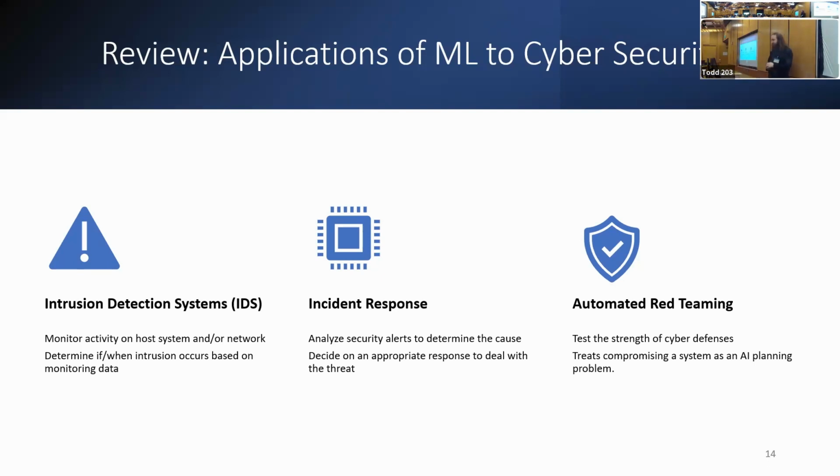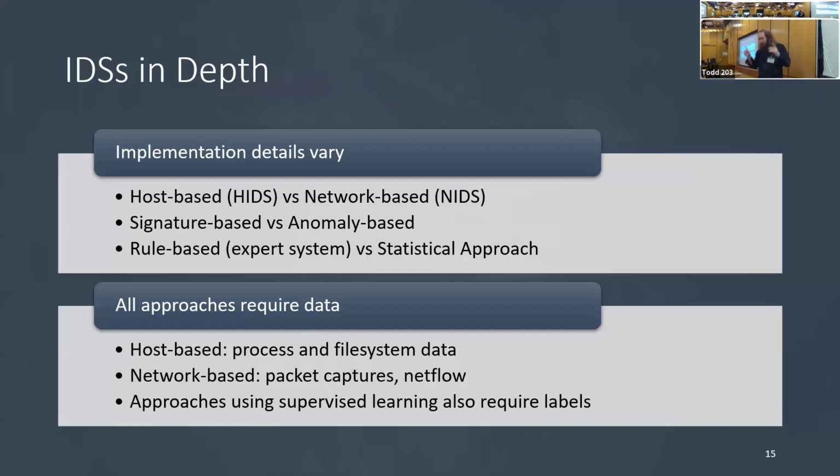Finally, we have automated red teaming, which is based on, well, let's test the strength of our cyber defenses. You're going to use something like reinforcement learning to plan out an attack against some system and figure out where the weaknesses lie in our defenses. Of these applications, I'm going to go a little bit more in depth on one of them, and that's intrusion detection systems, because I think they are going to be a bit more of the future of machine learning for cybersecurity.